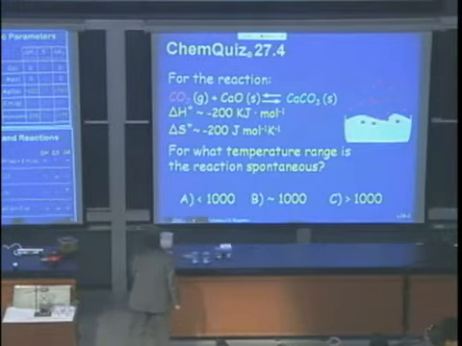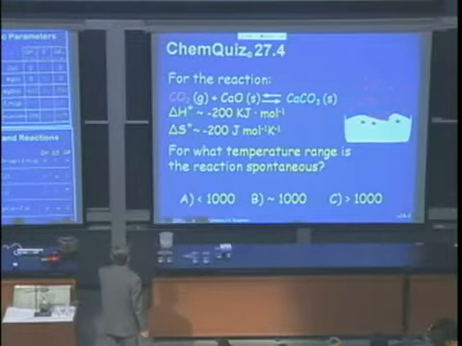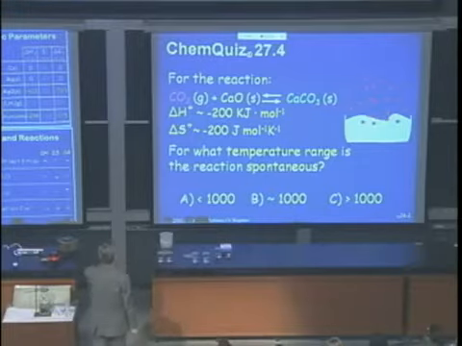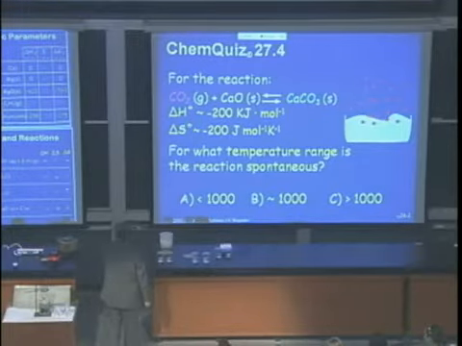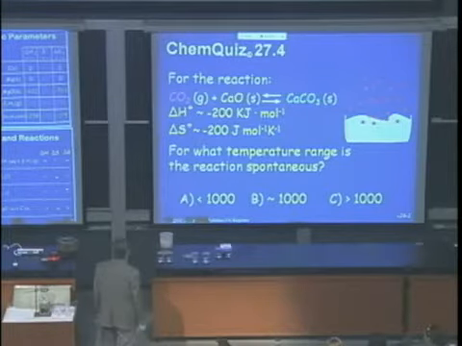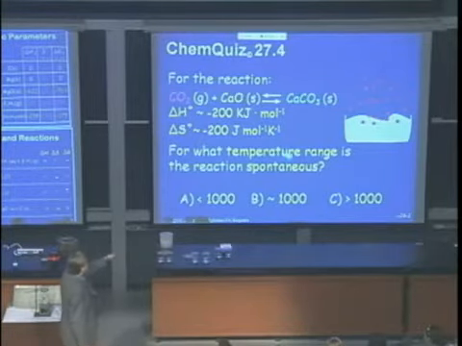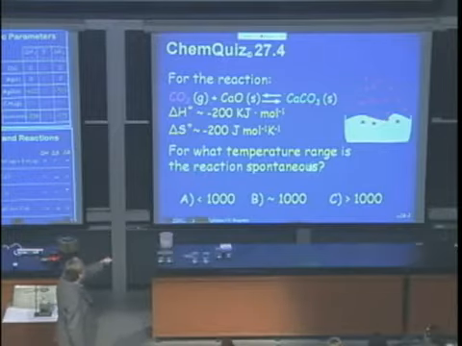And we have delta H naught of this reaction, is about minus 200 kilojoules per mole. And delta S naught, so this is at standard conditions, is minus 200 joules per mole Kelvin. Now I'm asking you, for which temperature range is the reaction spontaneous? If, and this is in Kelvin, of course, is it smaller than 1,000 degrees Kelvin? If the temperature is smaller than 1,000 degrees, would it be spontaneous? Or at 1,000 degrees, or larger than 1,000 degrees?